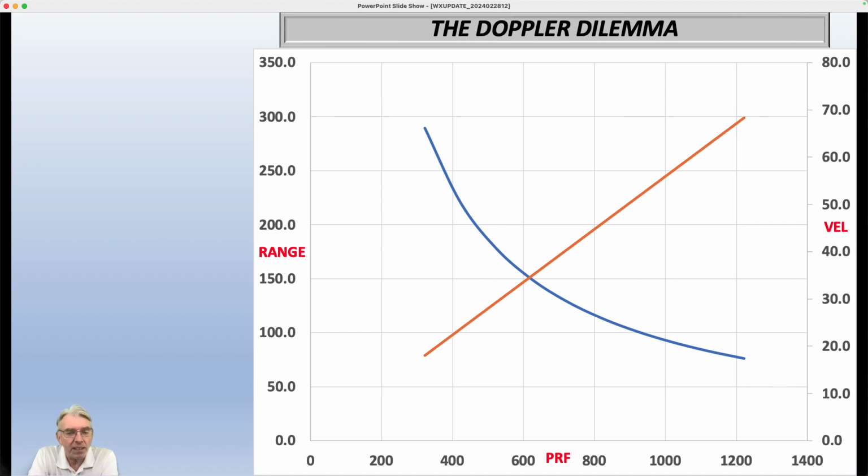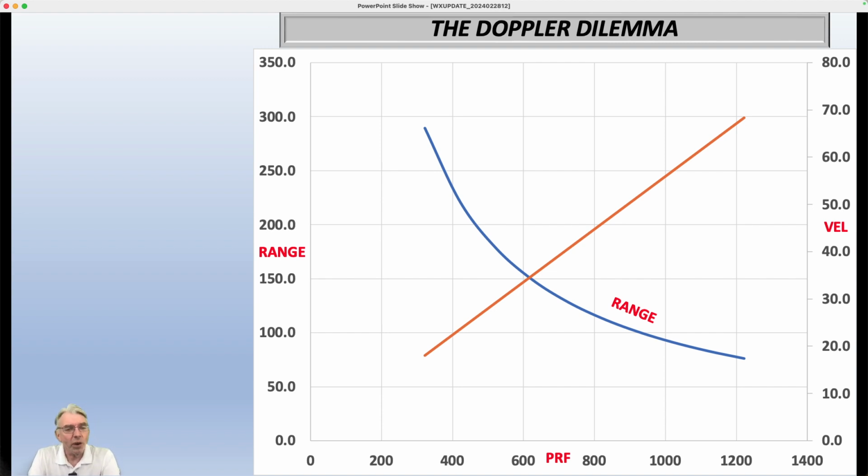So it turns out that the lower the pulse repetition frequency, the greater the range you have before you have to worry about that. So up here, the maximum unambiguous range for a pulse repetition frequency of maybe a little over 300 is almost 300 miles. And then as the pulse repetition frequency increases, in other words, it's going boop, boop, and then boop, boop, boop, and then boop, boop, boop, boop, boop, like that, the greater that PRF is, the lower your range is. And by the time you get out here to a pulse repetition frequency of 1200, your range is only about 75 miles.